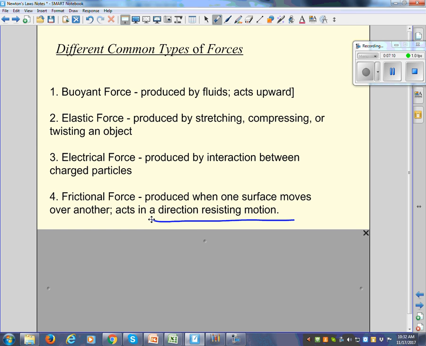Like, if I just go push on this table, can I move this table? Yeah, I'm big enough I can move this table. Well, what if I don't push very hard? Is there friction? Of course there is. That friction is preventing it from moving. So, Jason, you're right: on the sheet it says produced when one surface moves over another. I should probably change that, because friction only acts in a direction resisting motion. It doesn't have to be motion.